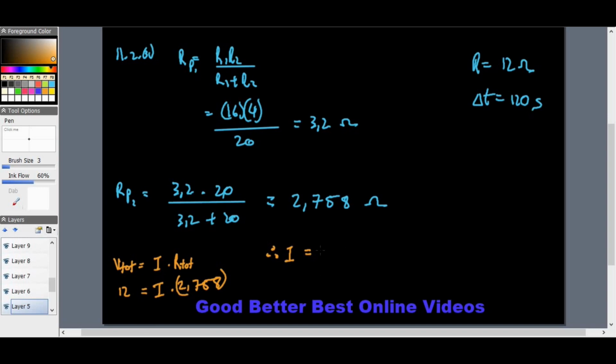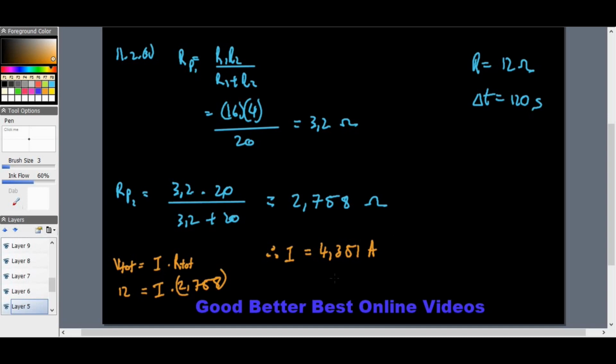The total current in the circuit will be 4,351 amps. Okay, that's great. So now, if we want to know what is the current going through the 12 ohm resistor, because current is the same at any point in a series circuit, the same current will pass through the 8 ohm resistor that will pass through the 12 ohm resistor. The same current will do that.